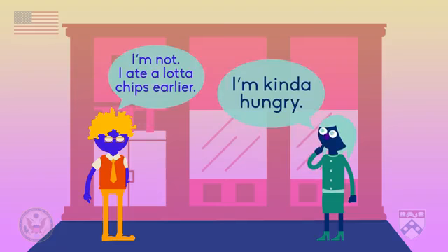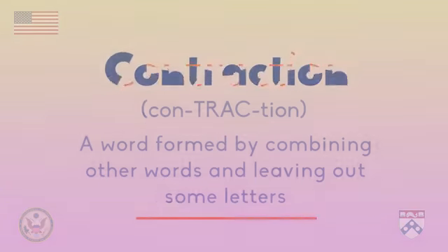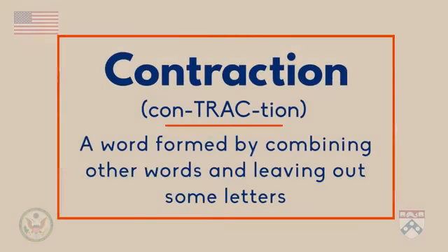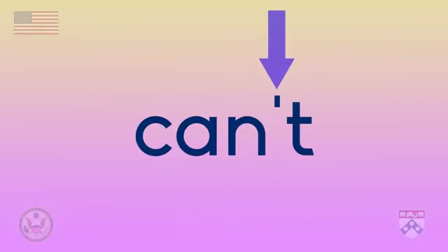You might notice that reductions are very similar to other words like can't, or she's, or I've. These words are contractions. A contraction is a word formed by combining other words and leaving out some letters. The missing letters are replaced with an apostrophe, which is a small mark at the top of the line.